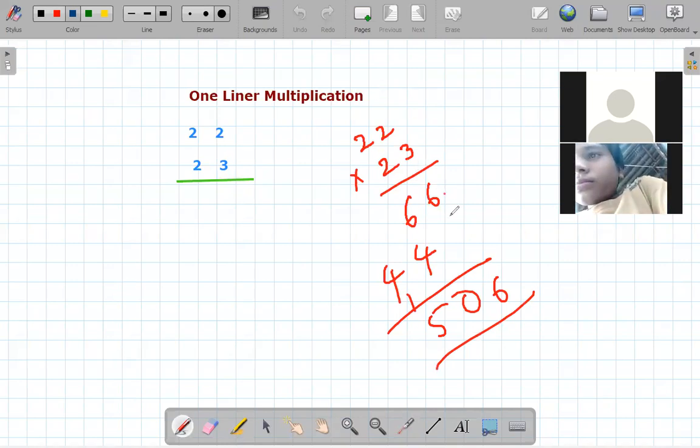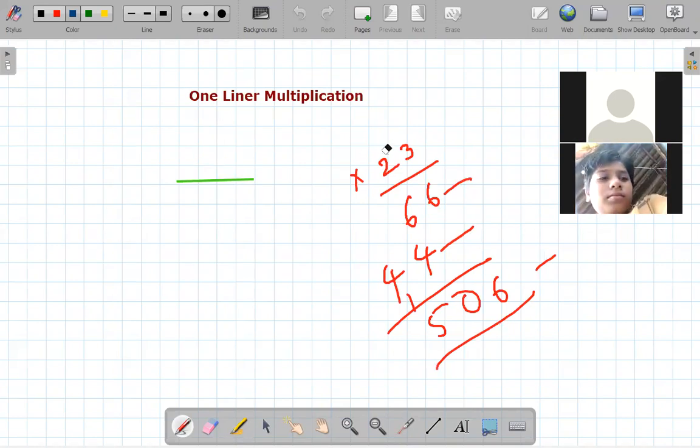So here, first step, second step, third step. This problem is taking 3 steps to complete. Am I right? Then now I'm going to show you how to complete such multiplication in one line. This will be very interesting to you.